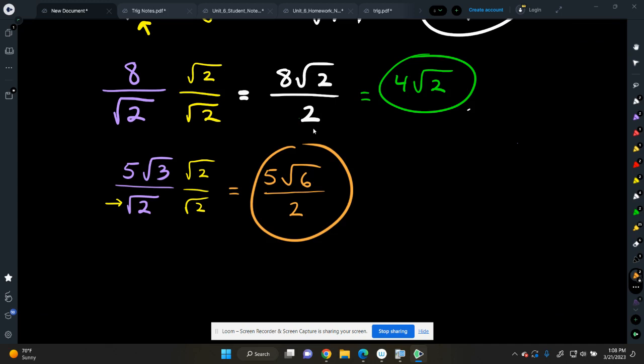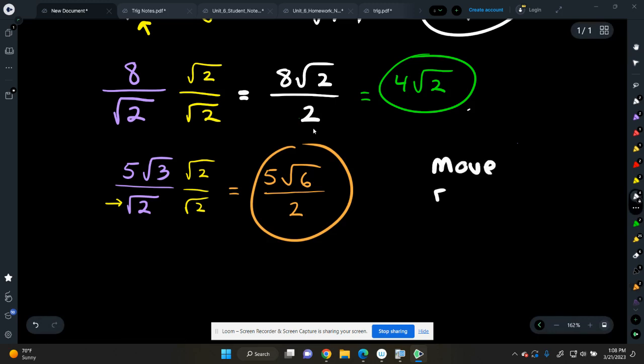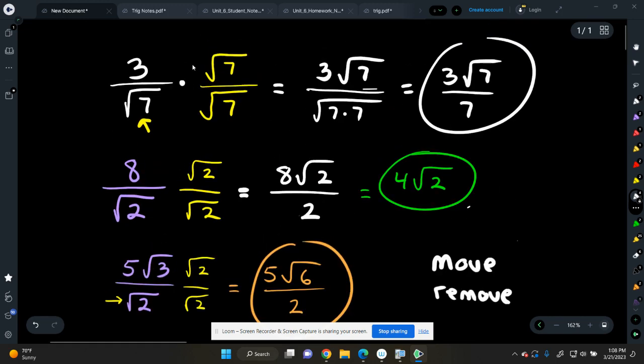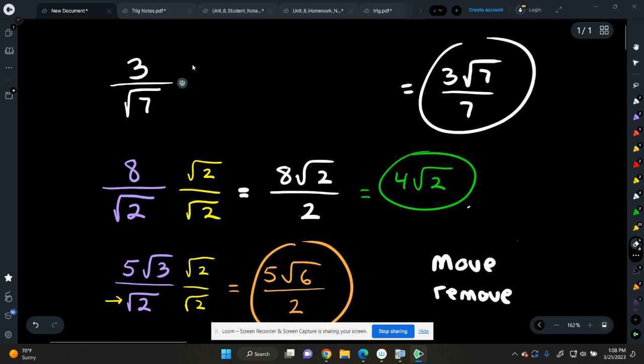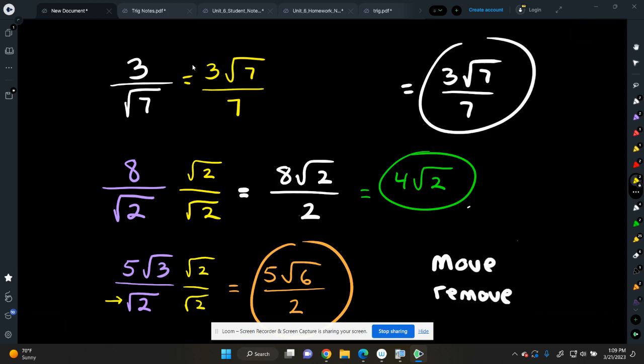Of course, they'll get harder. I have a little shortcut that I use. I call it move and remove. This is my shortcut. Let me go back up to the beginning one here. So what we're going to do is move the radical up. We already have a 3 there. Move the radical up and remove the radical from the bottom. That's my shortcut.